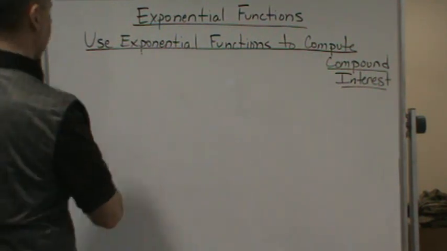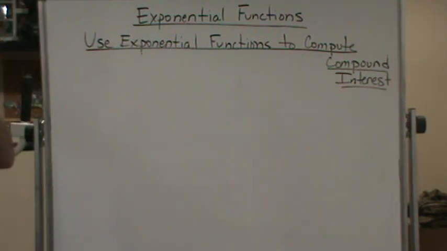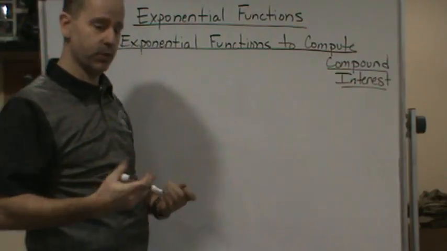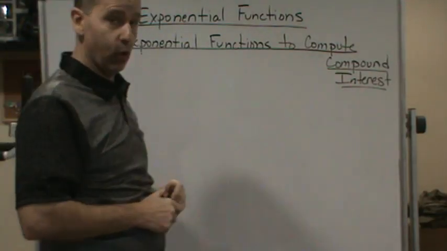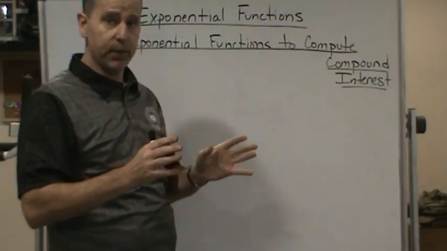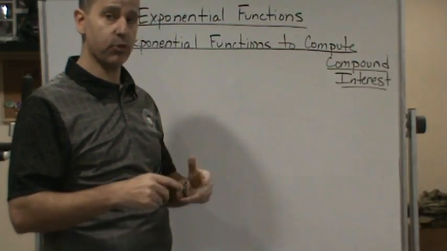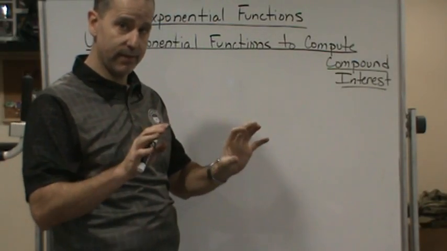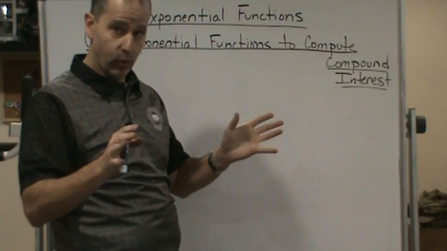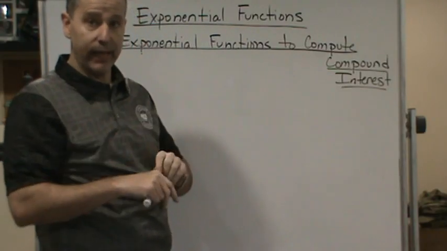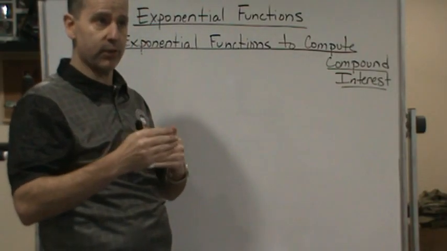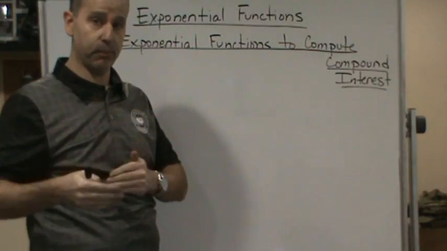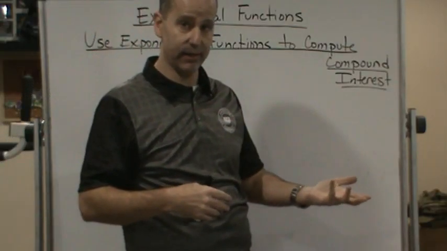All right, welcome. So now we're going to talk about how to use exponential functions when we compute compound interest. With simple interest, you're only calculating interest on the principal amount that's invested, and that's it. So it's a one-time thing, or if it's multiple times, it's only on the principal. It's never on the interest.